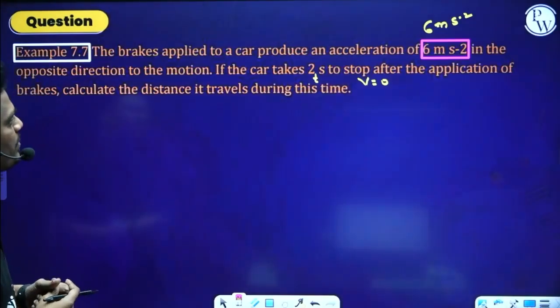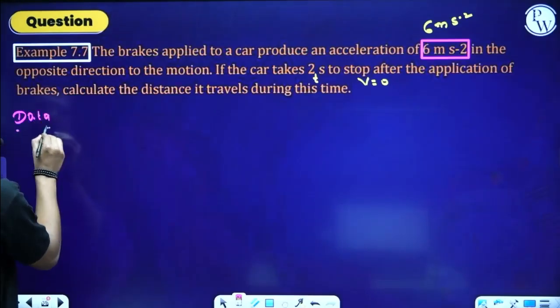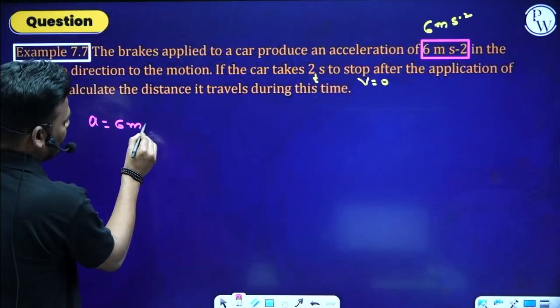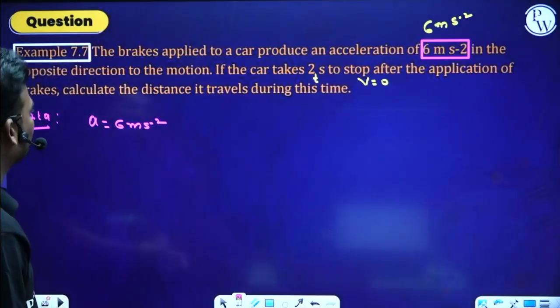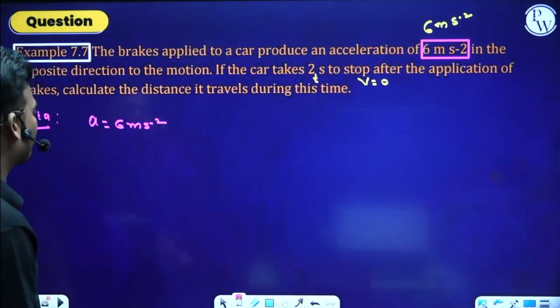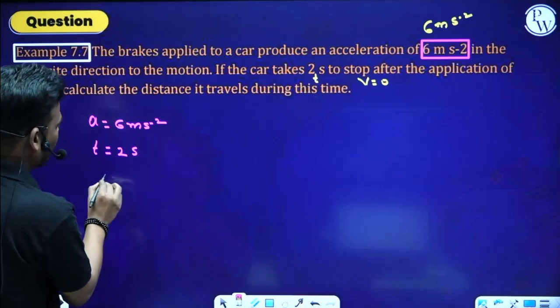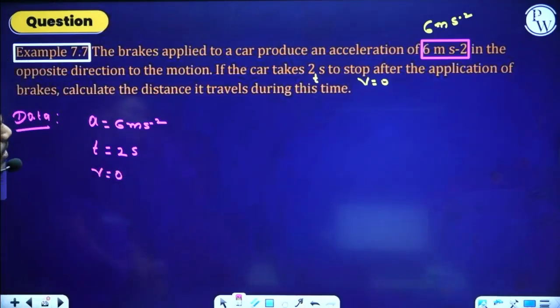So here you need to understand, the brakes applied to a car produce an acceleration of 6 meter per second square. First, writing the data. Acceleration is 6 meter per second square, in the opposite direction to the motion, means opposite to velocity. If the car takes 2 seconds to stop, V equals 0. And after the application of the brakes, calculate the distance.